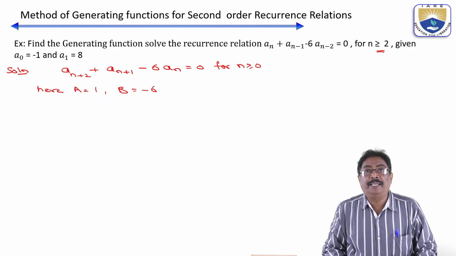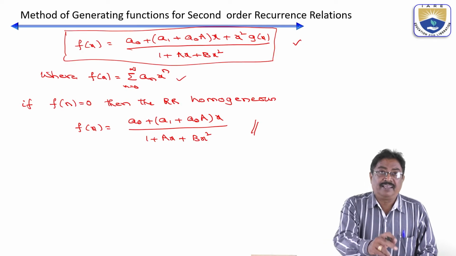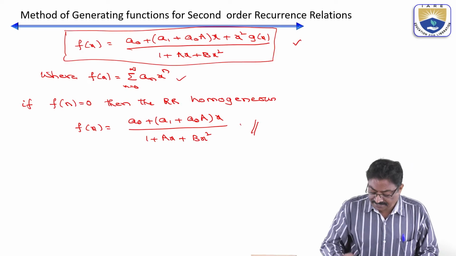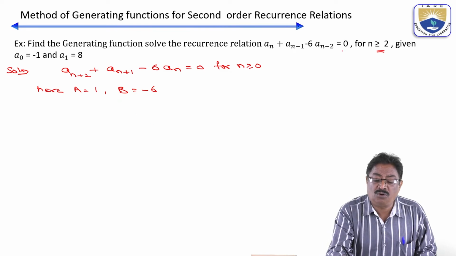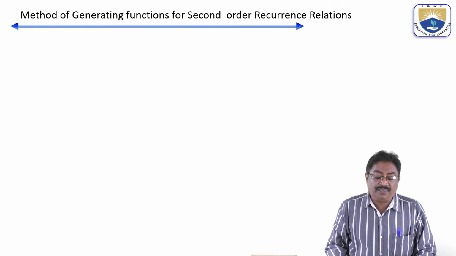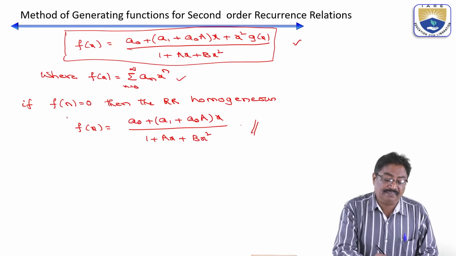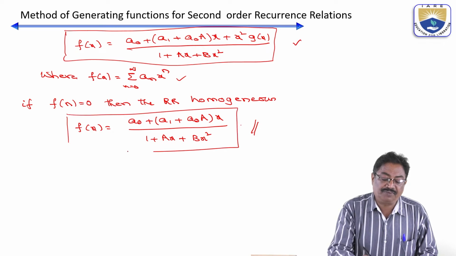Then what is the generating function for this recurrence relation? It is a homogeneous one, because the given equation is homogeneous. There is no function on the right hand side, so it is homogeneous. So what is the generating function for a homogeneous recurrence? This is the generating function.